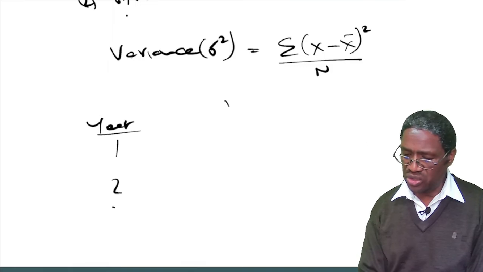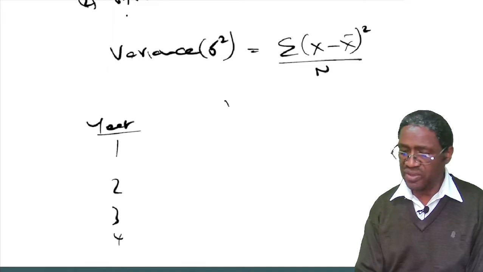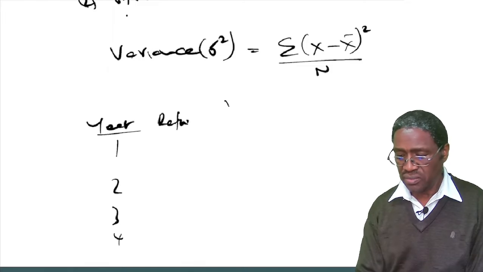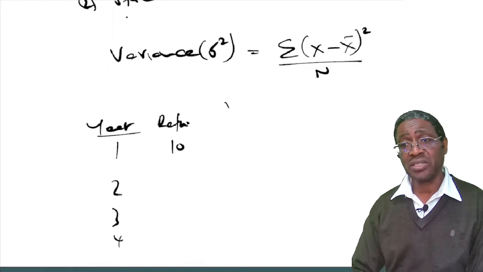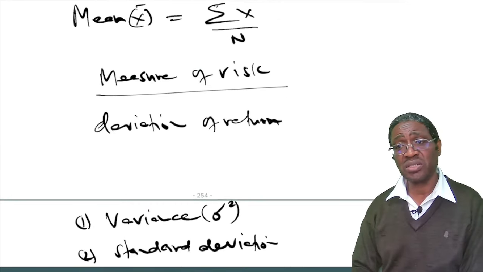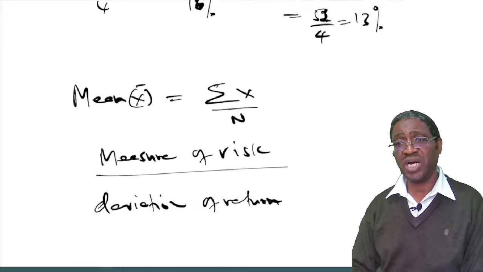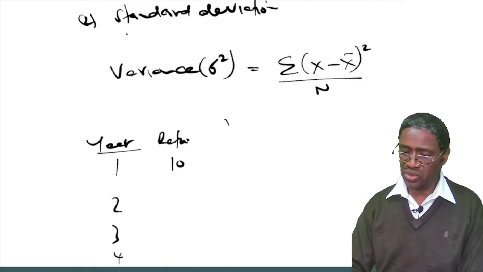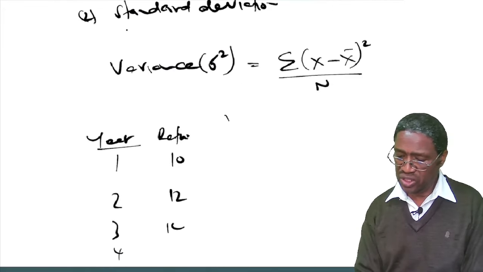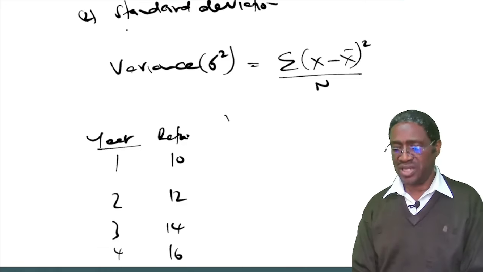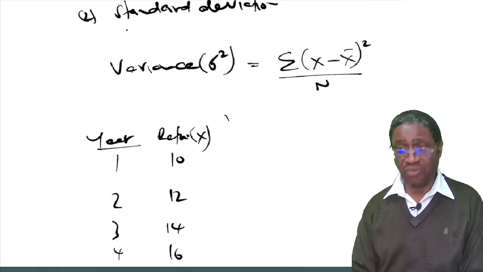Okay, year 1, year 2, year 3, year 4. We have the return in the first year is 10%. The second year, the return was what? 12, 14 and 16. So the returns are 10, 12, 14 and 16. That is our x. Don't forget.